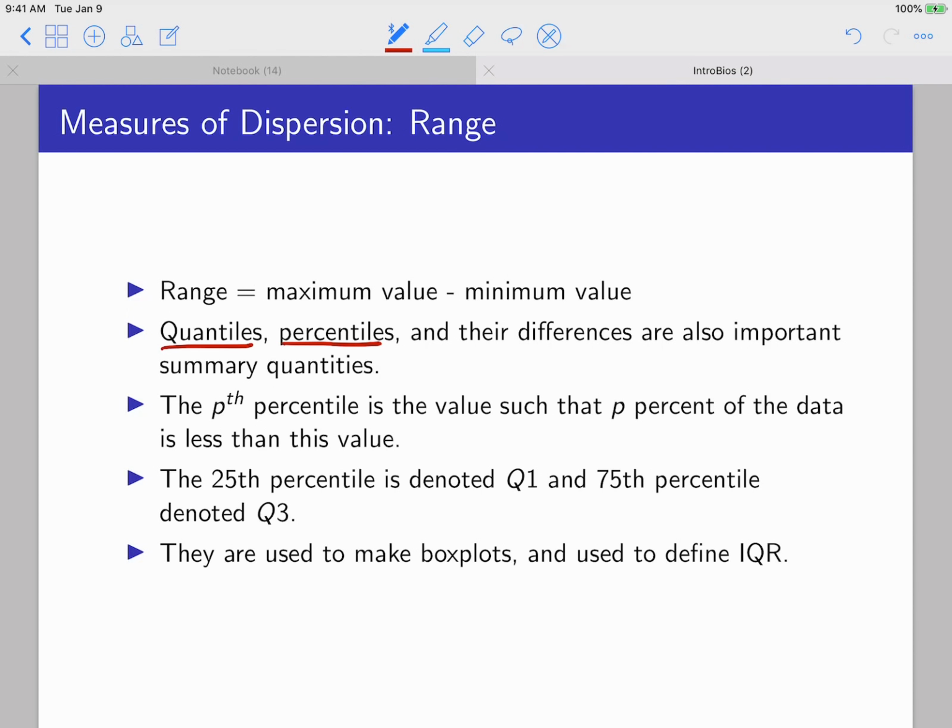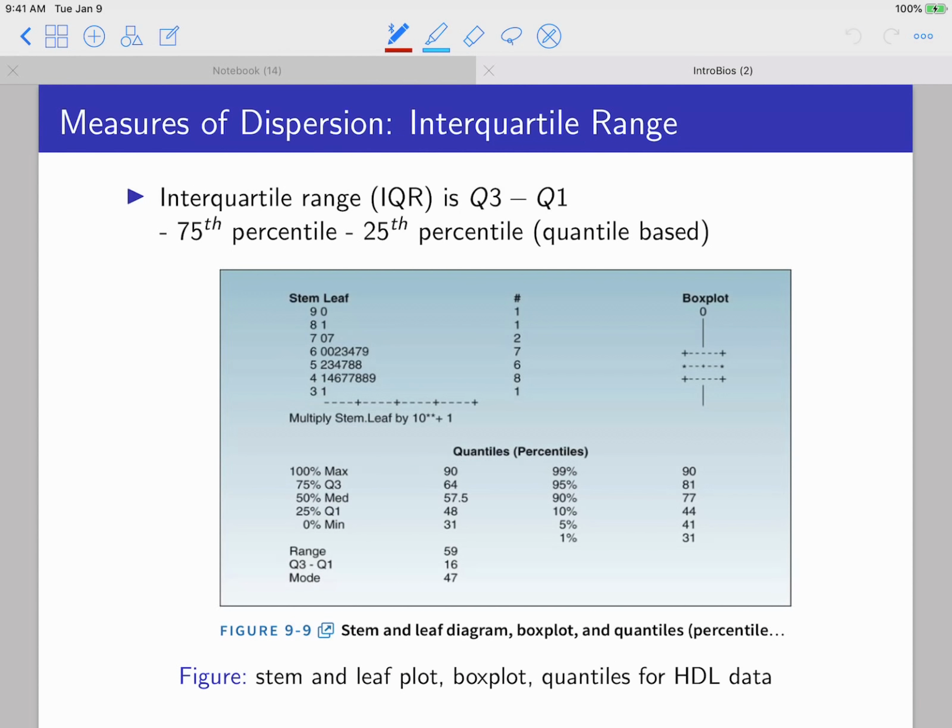These quartiles are used to form box plots, and they lead to another quantity that gives you an idea about the dispersion in the data, and that's the IQR, the interquartile range. The definition of that is just Q3 minus Q1. So it's just the 75th percentile minus the 25th percentile.